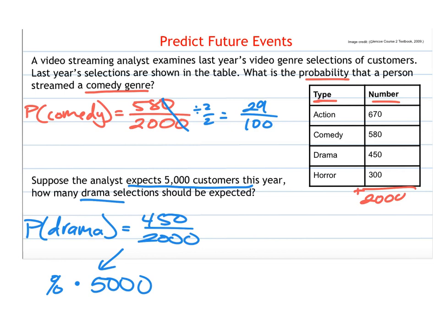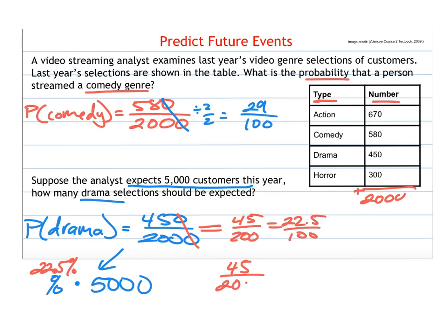So I might simplify this first, and again, I see that they both end in 0. So then I have 45 out of 200, and if I wanted to know the percent, that is the same as 22.5 out of 100, so that'd be 22.5%. Otherwise, I can just say, okay, so 450 out of the 2,000, or 45 out of 200, that should be the same as how many customers selecting it out of 5,000.